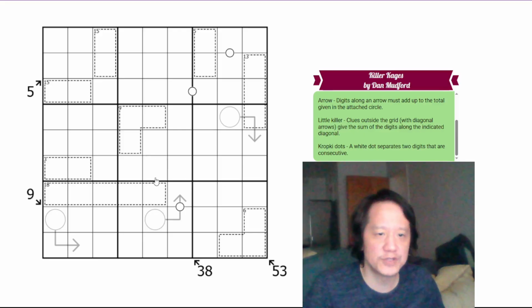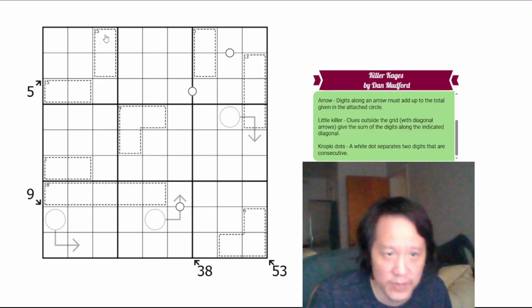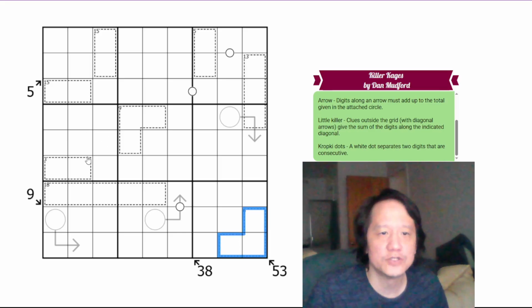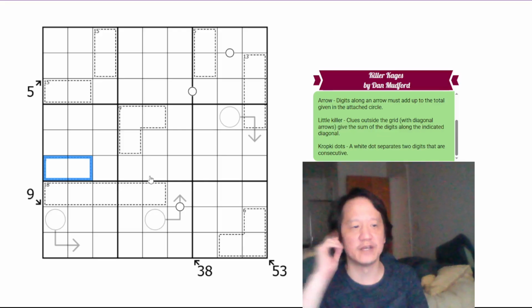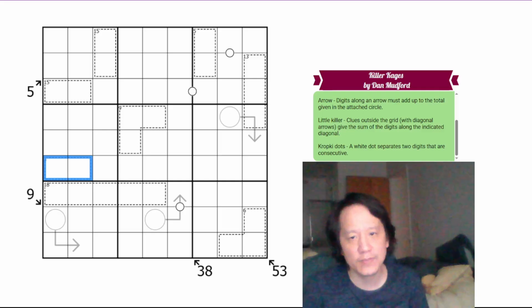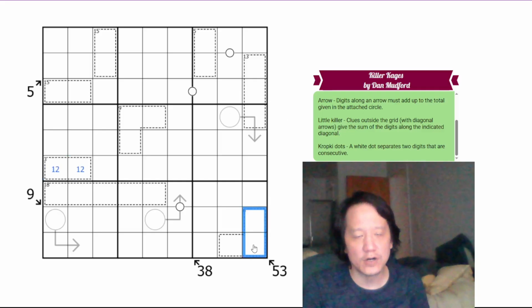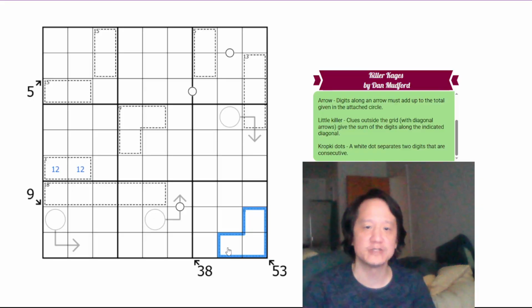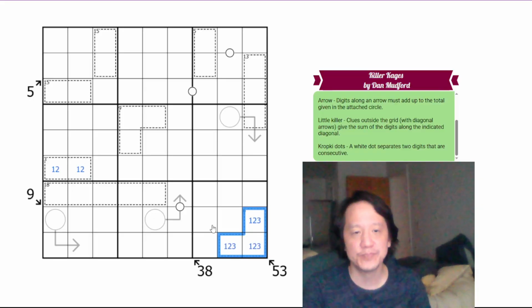Okay, first things first that I see are the killer cages that add up to 15, 5, 3, and 6. There's only one possible set of two unique digits adding up to 3, and that's 1 and 2. There's only one set of 3 digits that can add up to 6, and that's 1, 2, and 3.